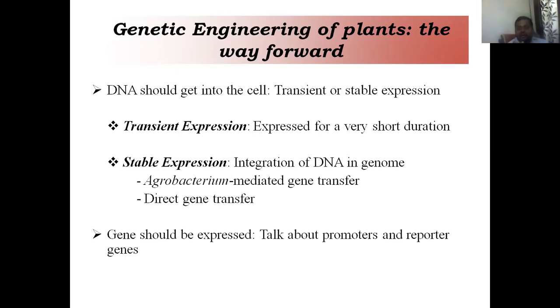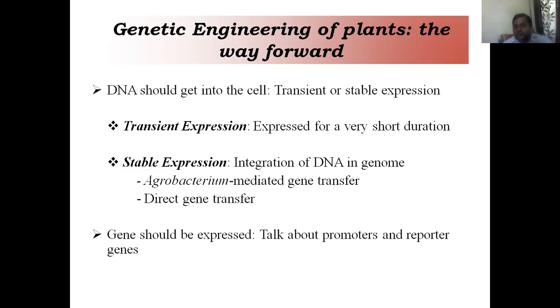As it stands, genetic engineering requires that DNA should get inside the cell, and there are two possible ways: one is transient and one is stable expression. Transient expression means that it is expressed for a very short duration, and the integration does not happen into the germ cells, like the pollen grains or the egg cell in the ovule. Since it is not going through the germ line, it is not a stable transgenic.